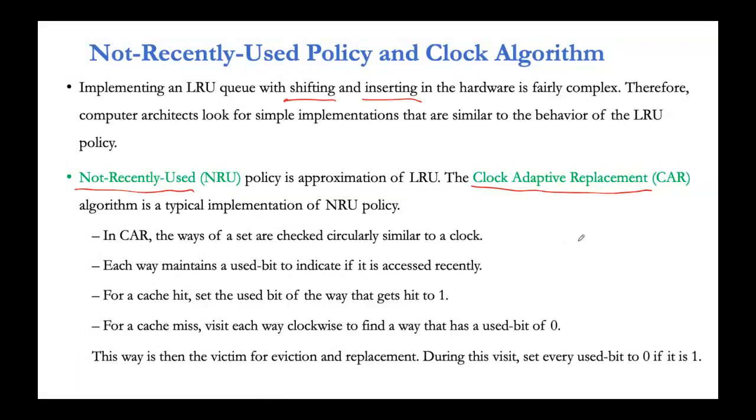In the clock adaptive replacement algorithm, there will be a handle, which we call the clock handle. It will follow the clock cycle way. That handle takes care of which way is recently used and which way is not recently used. The clock handle advances to the next way, whether that way is used or not.